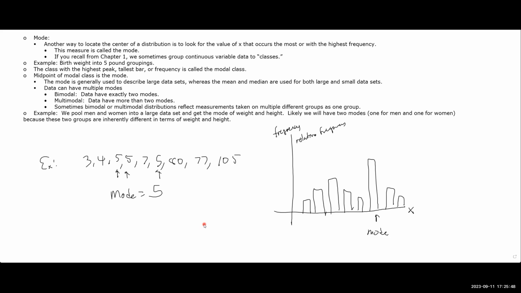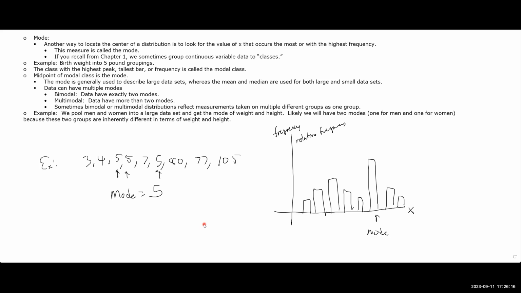Women are generally a little shorter than men, so you would have the average height of men being one and the average of women being another. And the weight would be the same. Men are generally heavier than women, so you could have a bimodal distribution of weight or even height or both. In this situation, you look at the data and you see that you have a bimodal distribution.